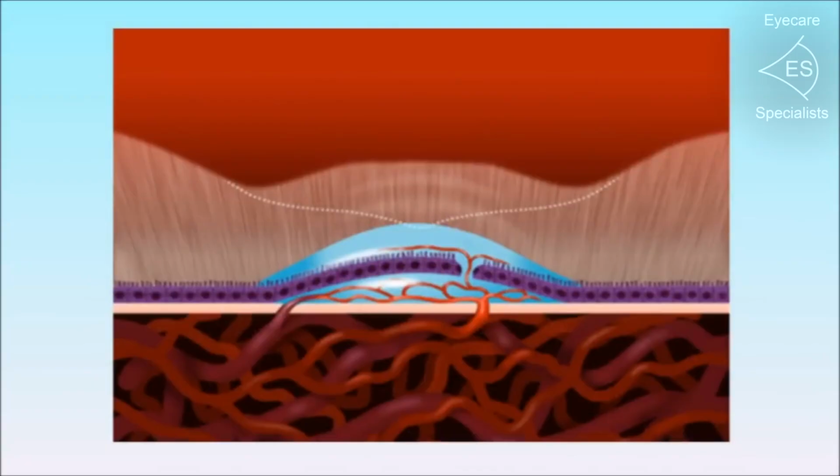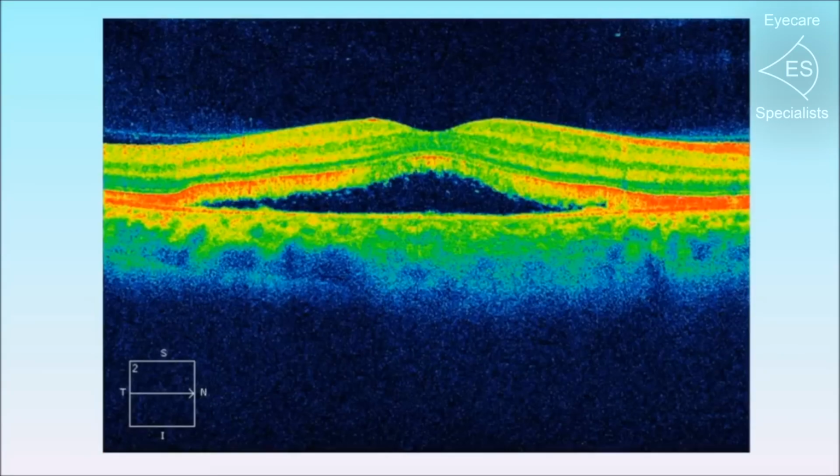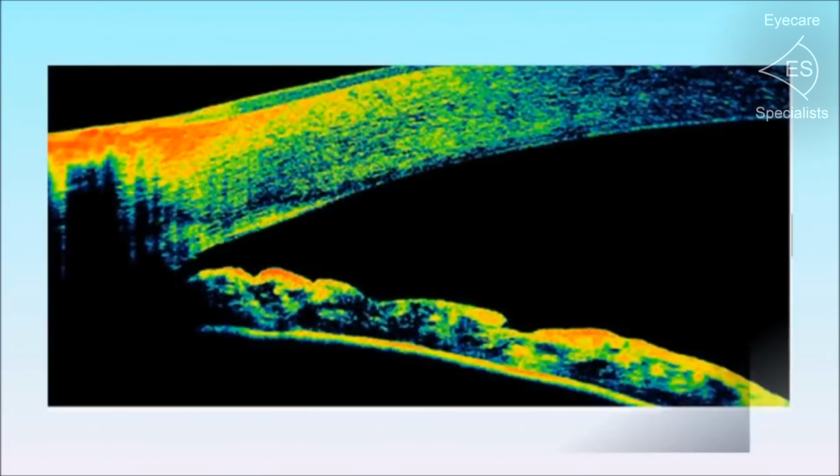In wet macular degeneration, unwanted blood vessels grow into the retina from the deeper choroidal layers. These unwanted blood vessels can hemorrhage and leak fluid into the retina. This can result in massive visual loss if left untreated.